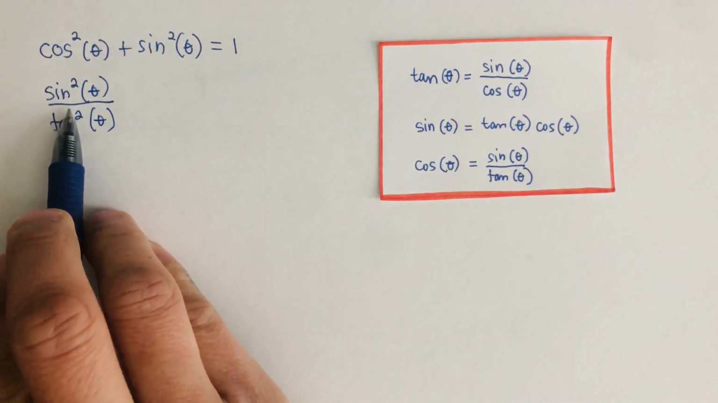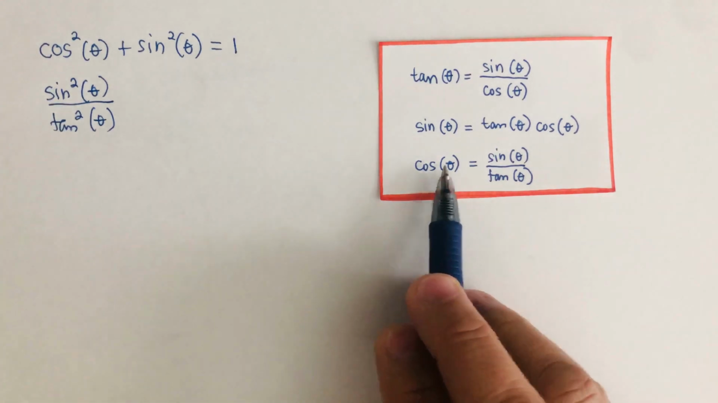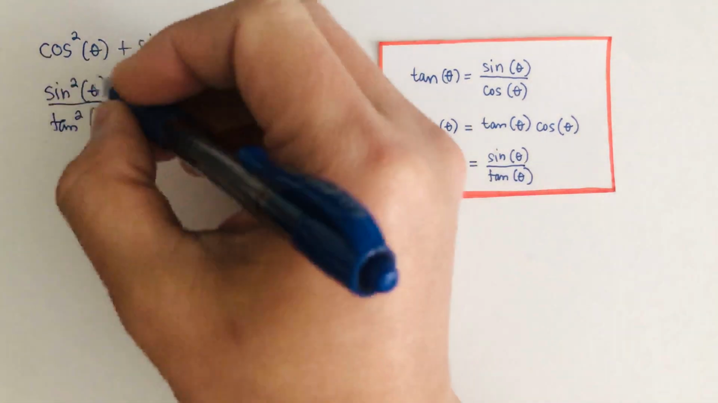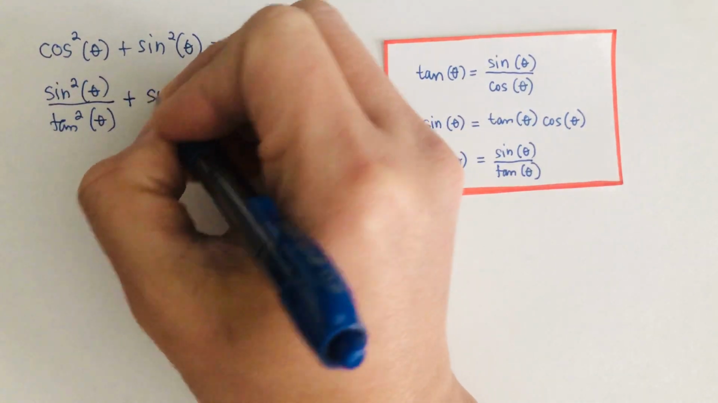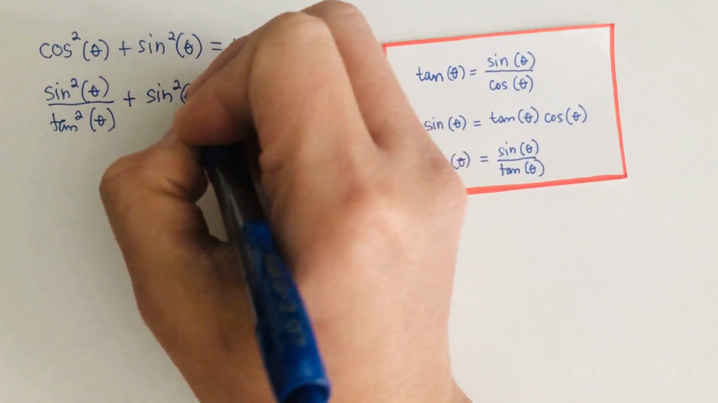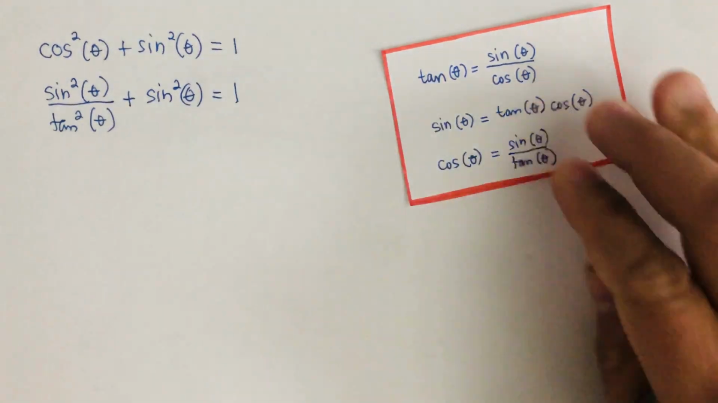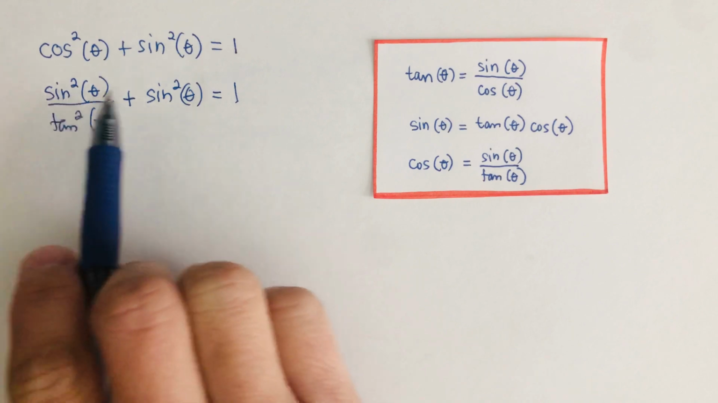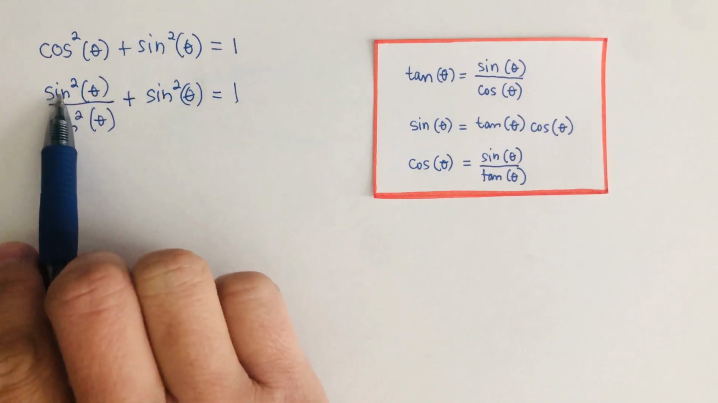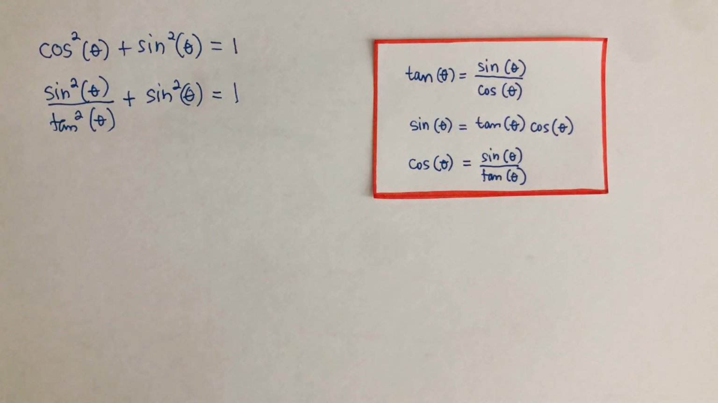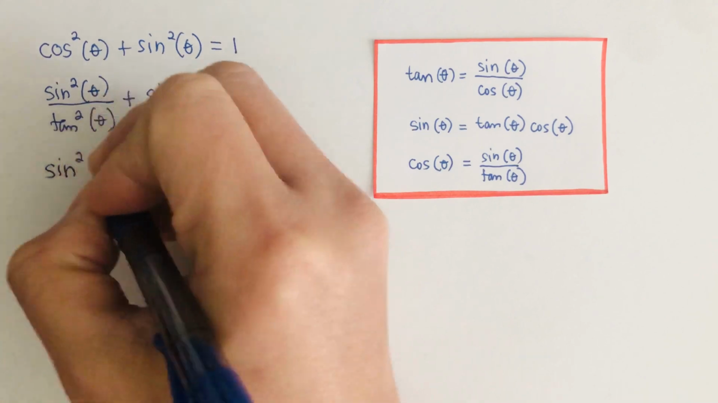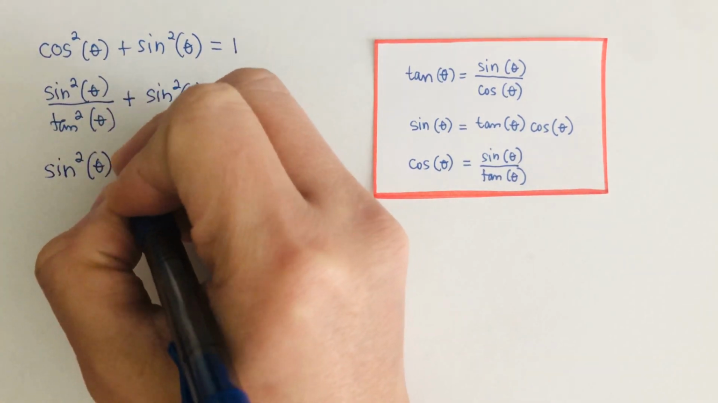This is actually equal to cosine squared theta. Again, you just put a squared on all of these, and that's how we got these equations. And then we get plus sine squared theta equals 1. Now we are going to take the common factor. As you can see, both of these two expressions have sine squared in them, so we can take the sine squared outside the parentheses since it's a common factor. So I write sine squared of theta times.